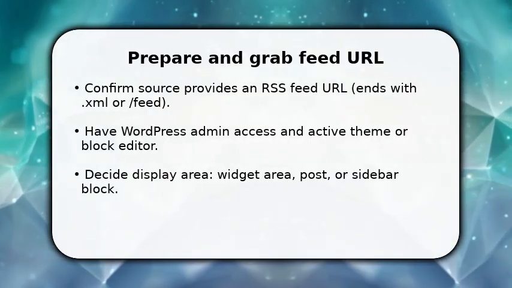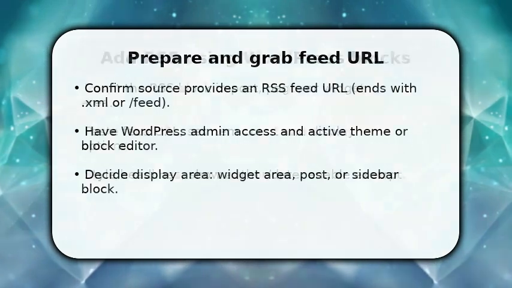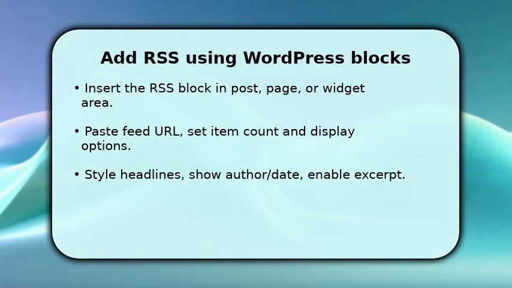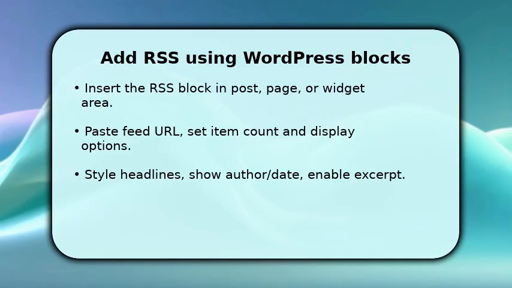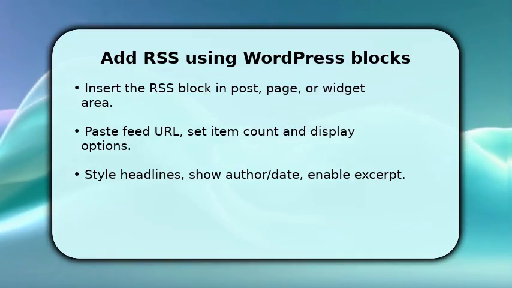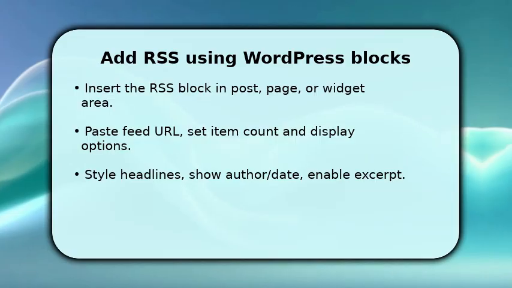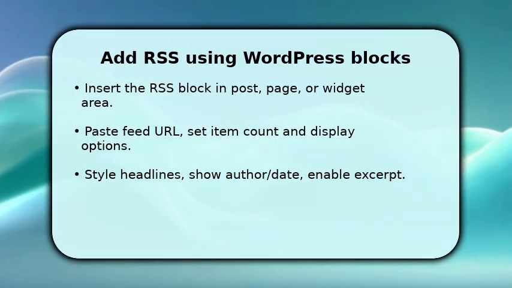You'll now add the RSS block. Open the post editor or widget screen, click the plus icon, and pick the RSS block. Paste the feed URL and press enter so WordPress fetches items. This is how live updates occur.